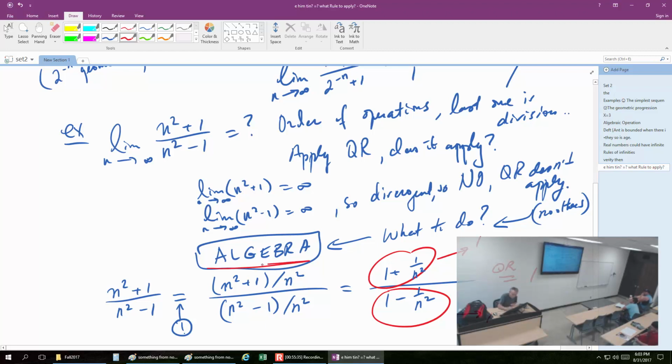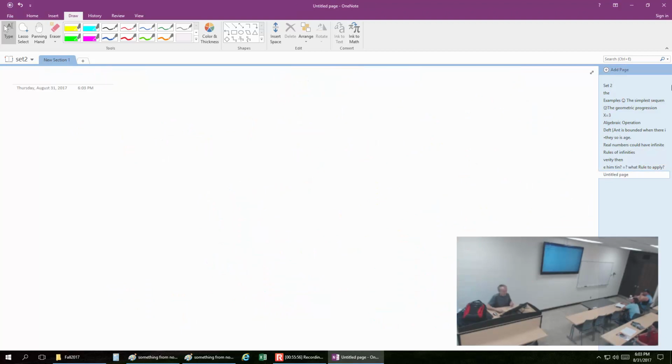So the lesson here is that you may have to do some algebra in order to compute some limits, even though these four limit rules that we have should take care of everything. Now, one more thing that is not taken care of by these four rules is what we just alluded to: what to do about compositions.